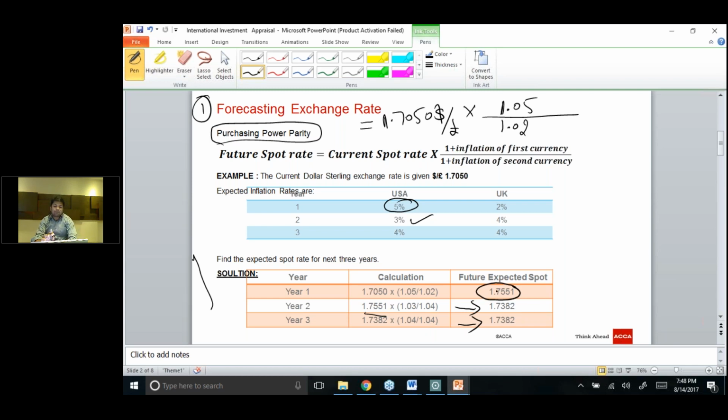So using the purchasing power parity formula, that is current spot rate into 1 plus inflation of first currency divided by 1 plus inflation rate of second currency, I can calculate the future spot rates. These future spot rates are necessary because using these future spot rates, I can convert the future remittance of the foreign project into our home currency.